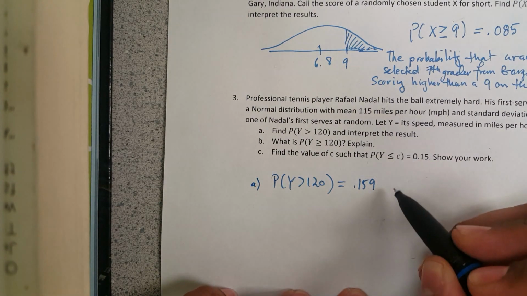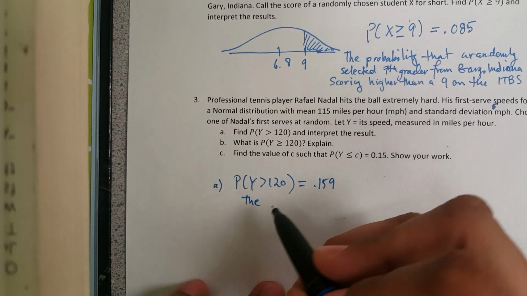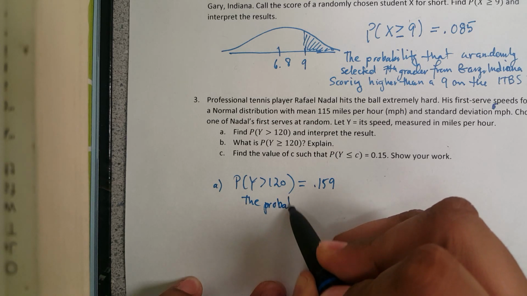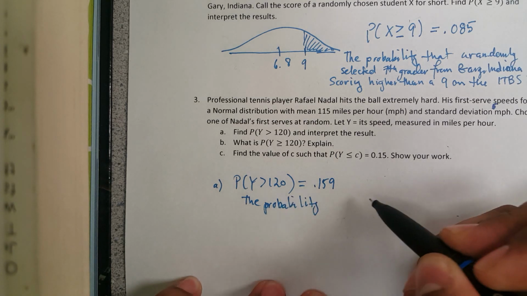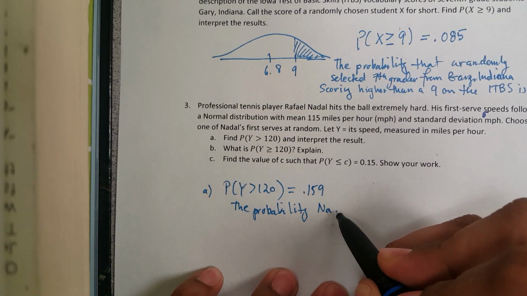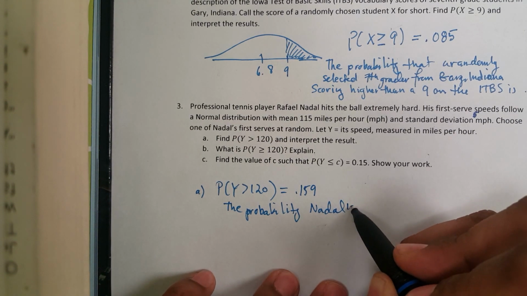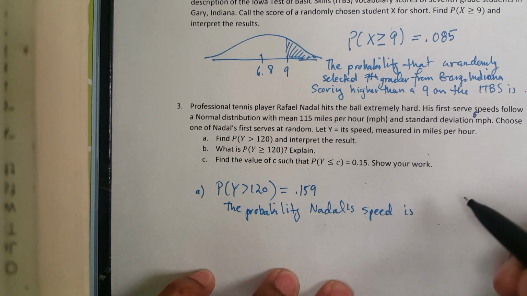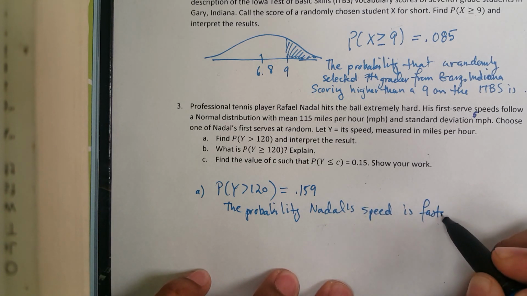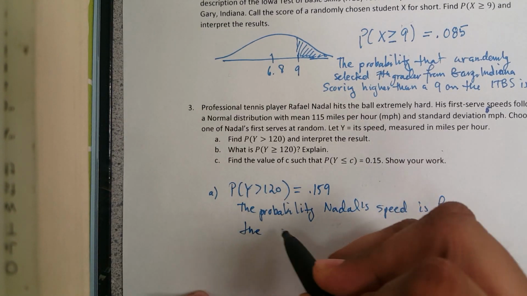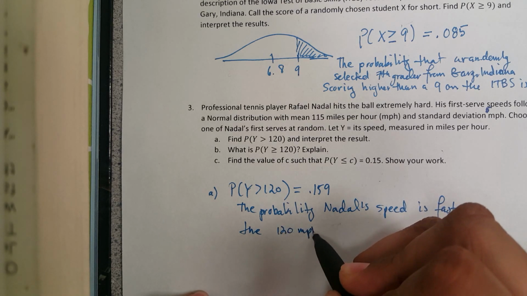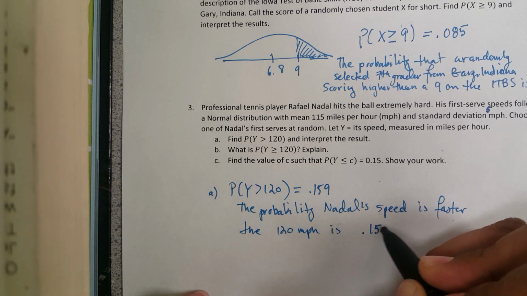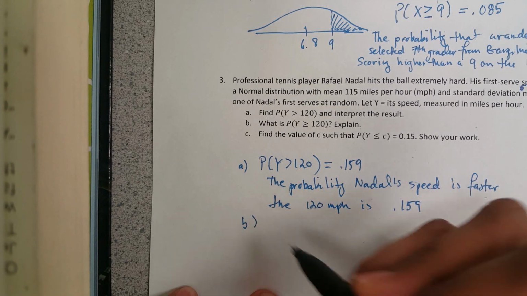So here we're going to interpret the results. So we're going to put the probability that Nadal's speed is faster than 120 miles per hour is 0.159. Okay. All right, the next one.